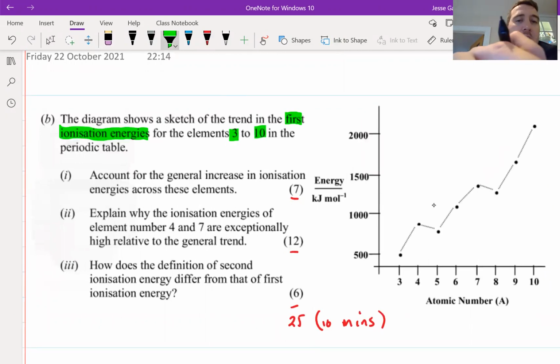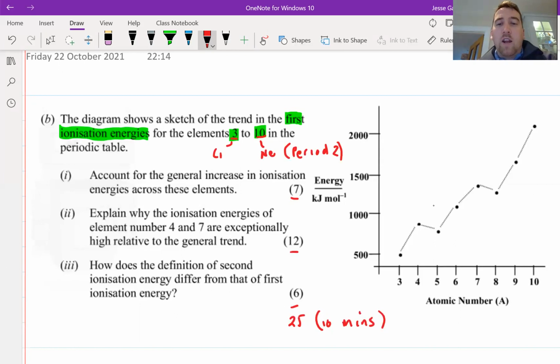Now, it might be a good idea at this point for you to look at your periodic table and see what elements they are. So if you pause your video, get your periodic table and find out what element 3 is and what element 10 is. Hopefully you figured out that element 3 is lithium and element 10 is neon. So we're looking at the first ionization energies going from lithium to neon. And just as a bit of background, this is period 2 of the periodic table.